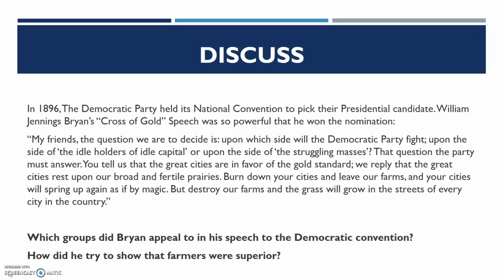So in reading this excerpt from Bryan's speech, which groups did Bryan appeal to in his speech to the Democratic Convention? How did he try to show that farmers were superior to people who lived in cities? Think about that, and we'll discuss it in class.